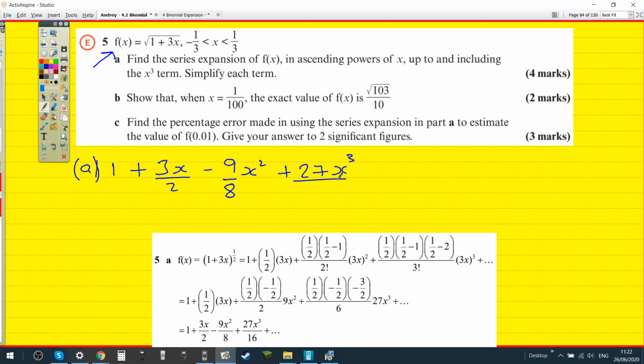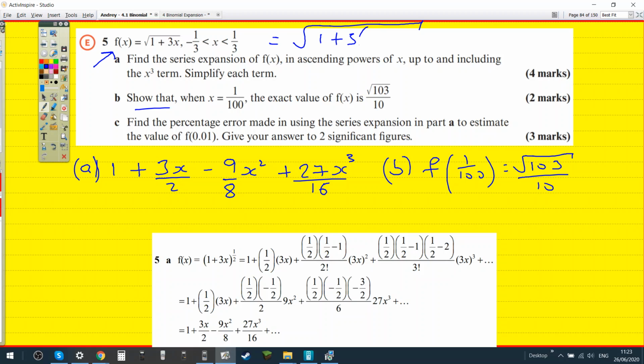Yeah, the answer was root 103 over 10. So f of 1 over 100 is root 103 over 10. It's a show that question. So I would sub it into square root 1 plus 3 times 1 over 100, and then just say it's root 103 over 10. And then question C.